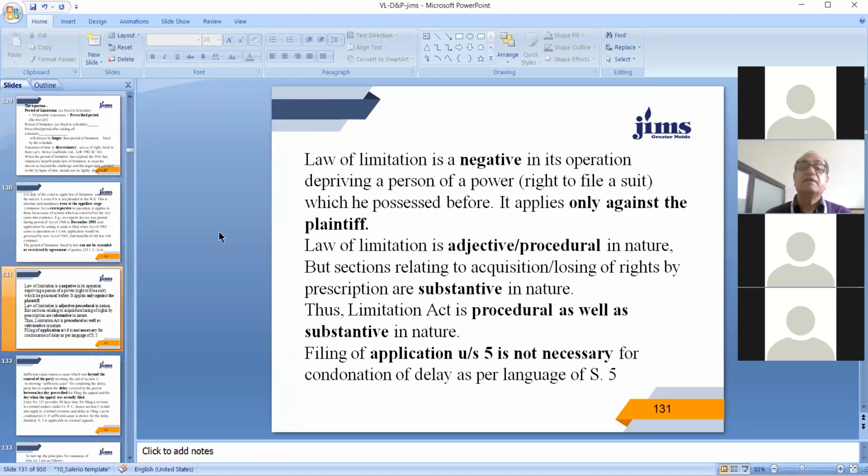As I told you in the beginning, the law of limitation is a negative remedy in its operation, depriving a person of a power, that is, the right to file a suit which he possessed before. It applies only against the plaintiff. Why? Because the law of limitation is procedural in nature. The sections relating to acquisition or losing of right by prescription are substantive in nature. Thus, the Limitation Act is procedural as well as substantive in nature, and filing of an application under Section 5 is not necessary for condonation of delay as per the language of Section 5.